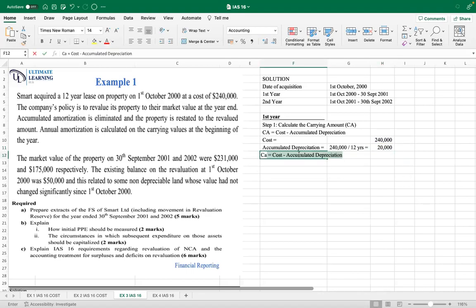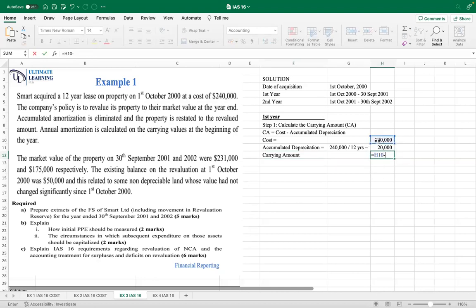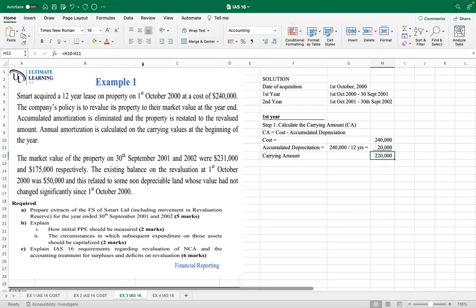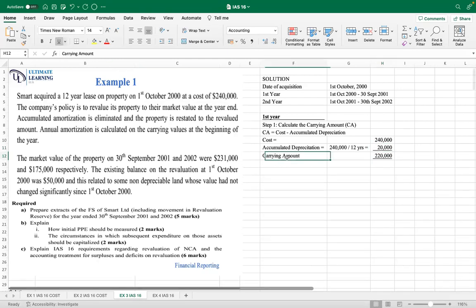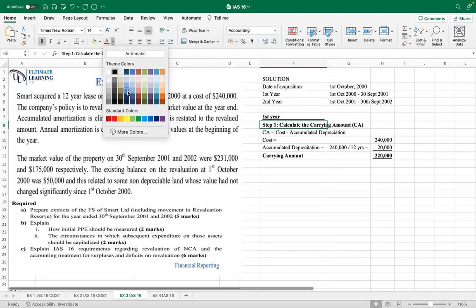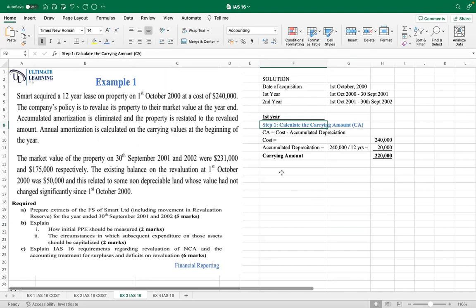So what is the carrying amount? Carrying amount is the same as the net book value. So carrying amount will be equal to cost of the asset minus accumulated depreciation, because we are at the end of the first year. So the carrying amount is cost less accumulated depreciation. That is step number 1.